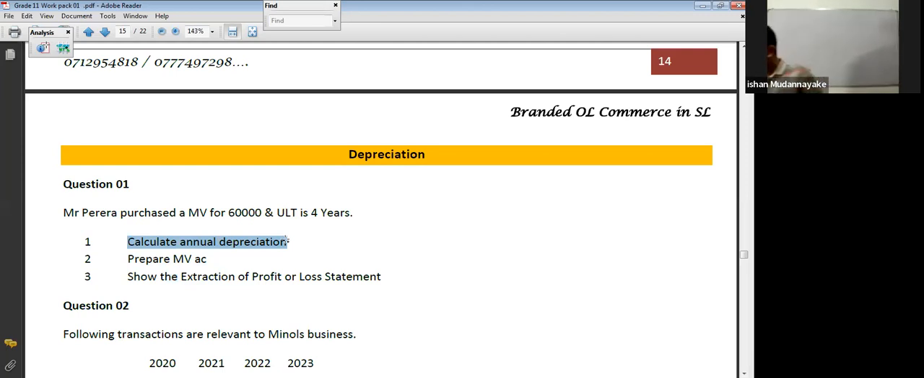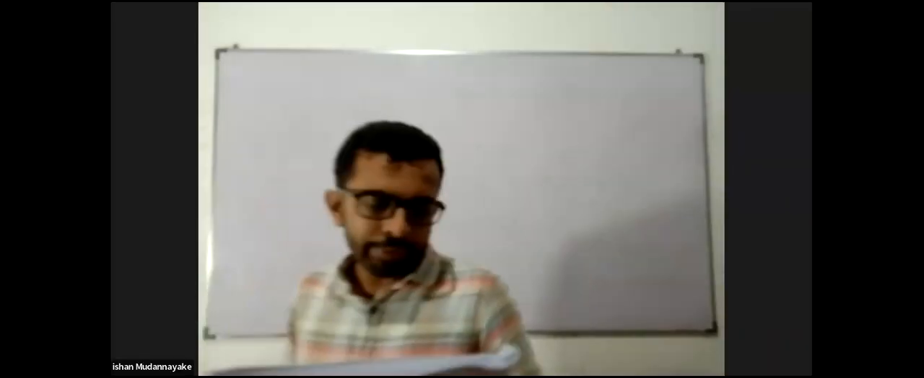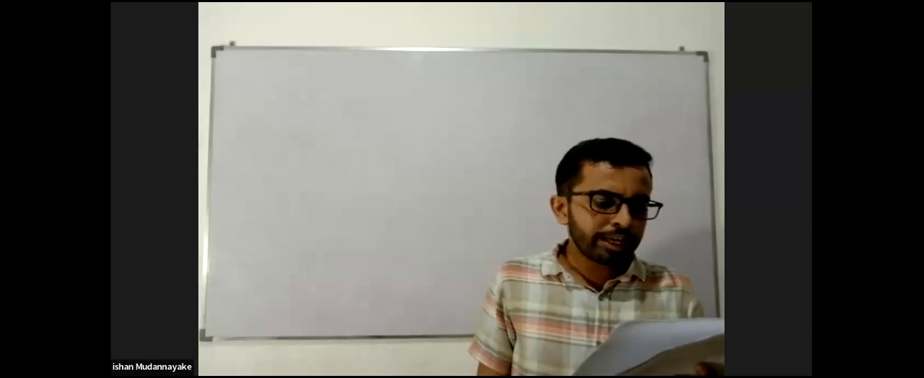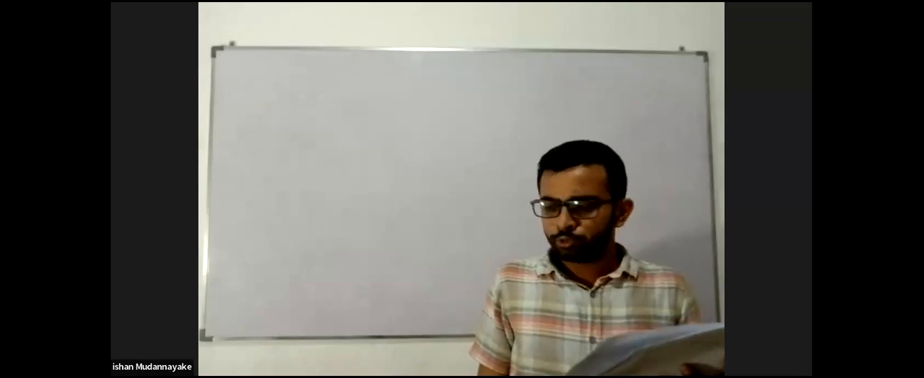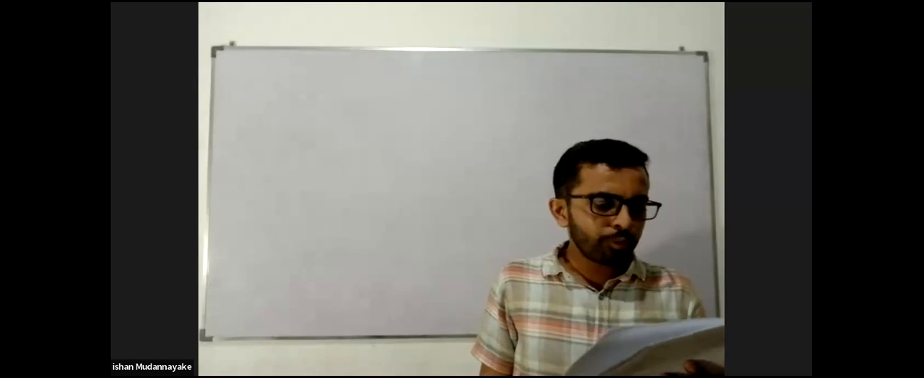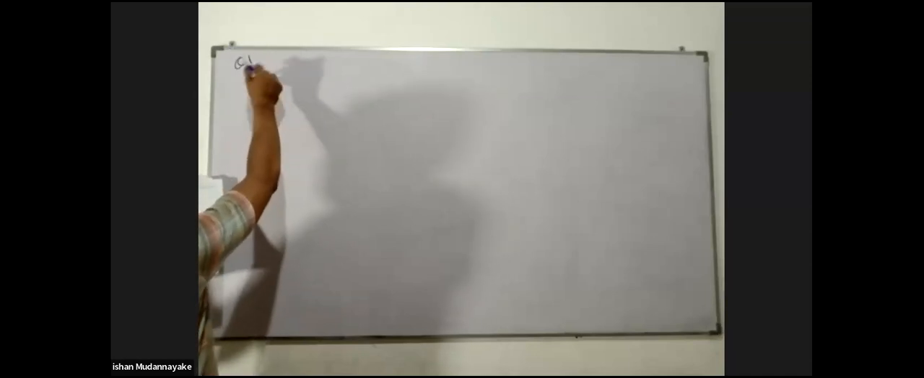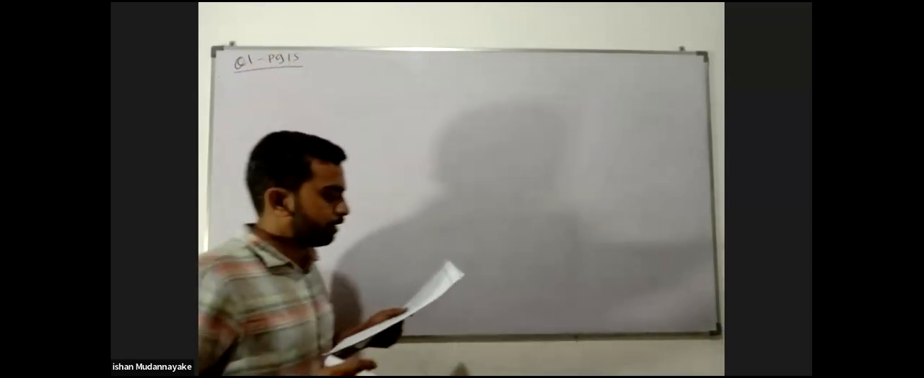Question number 1: Mr. Pereira purchased a motor vehicle for 60,000. Useful lifetime is 4 years. Calculate annual depreciation. Quickly calculate annual depreciation for question number 1. Write down question number 1, page number 15.